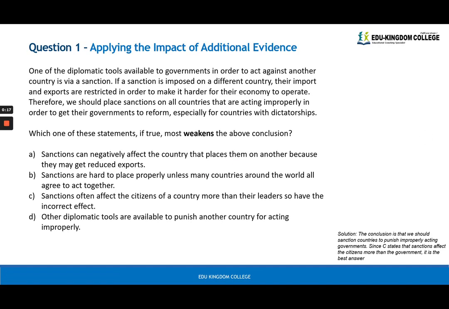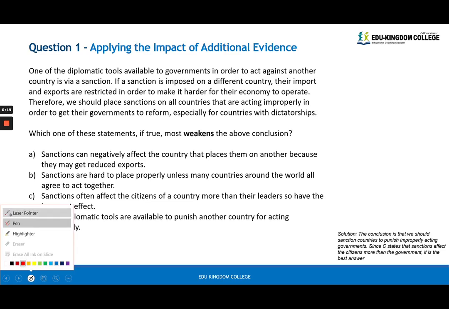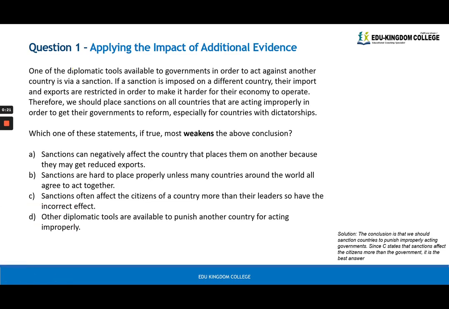First question, applying the impact of additional evidence. Let's read through this passage. One of the diplomatic tools available to government in order to act against another country is via a sanction. The sanction is imposed on a different country. Their imports and exports are restricted in order to make it harder for the economy to operate.